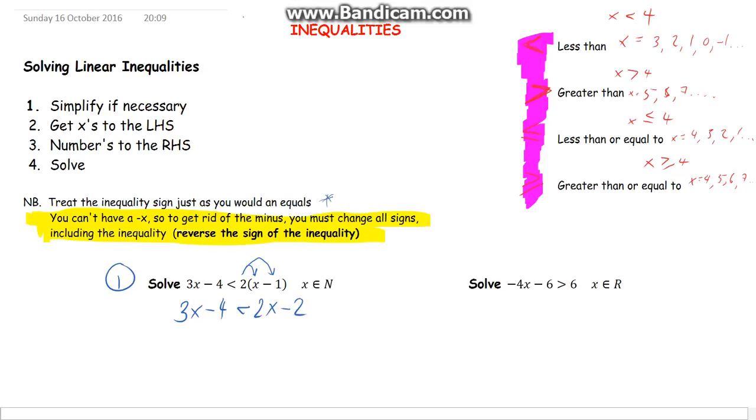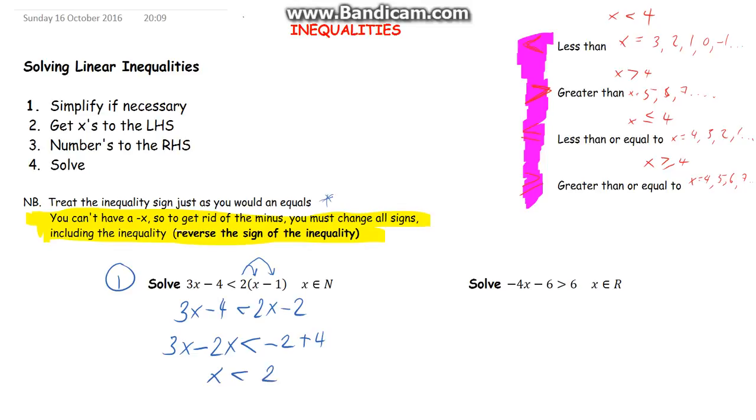So get your x's to the left hand side. We have our 3x and then our 2x. We said that we treat our inequality just like we would an equals. So if the plus 2x goes across to the left hand side, it's going to become minus 2x. Again, our minus 4 is going to come across that inequality and become a plus, so we'll have minus 2 plus 4. That will leave us with 1x, or x is less than minus 2 plus 4, which is 2. And that's your answer. It's virtually the same, except instead of an equals, we just have our less than sign. And it's solved from there.